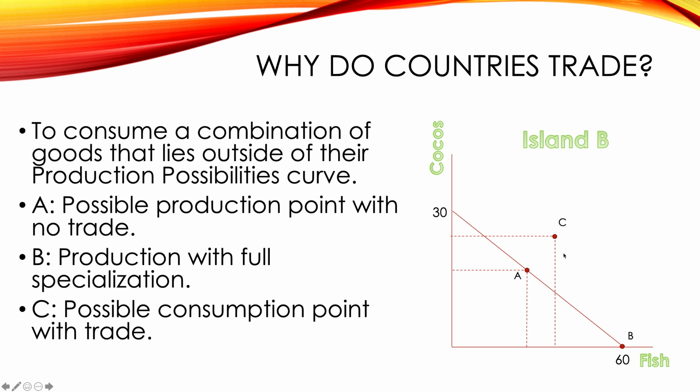Point C is not a production option for island B, but it is a consumption option for island B with trade, because island A can produce at a lower opportunity cost for the thing that they specialize in, essentially, which is coconuts. Island B's costs to get their hands on a coconut are decreasing. And so they can now consume at a point like C, which would have been impossible without any trade. So, long story short, trade allows us to consume more because costs are lower, because everybody is specializing in what they're best at and trading for things that they're not specialized in.